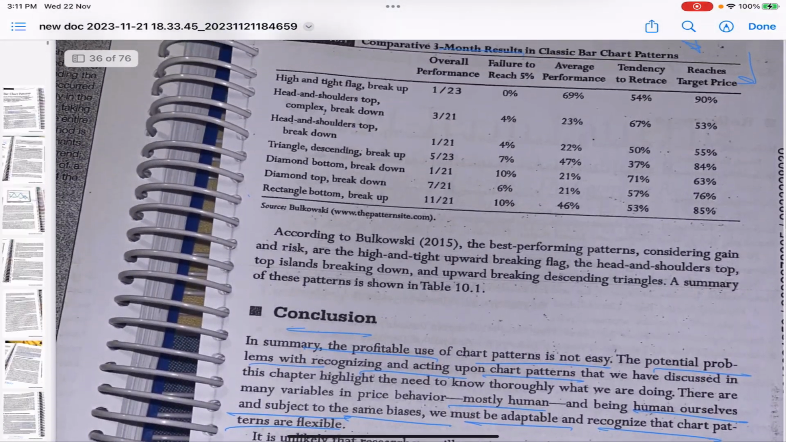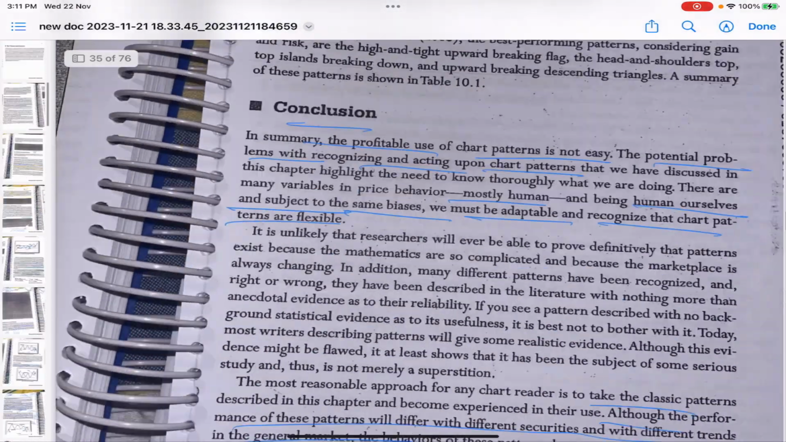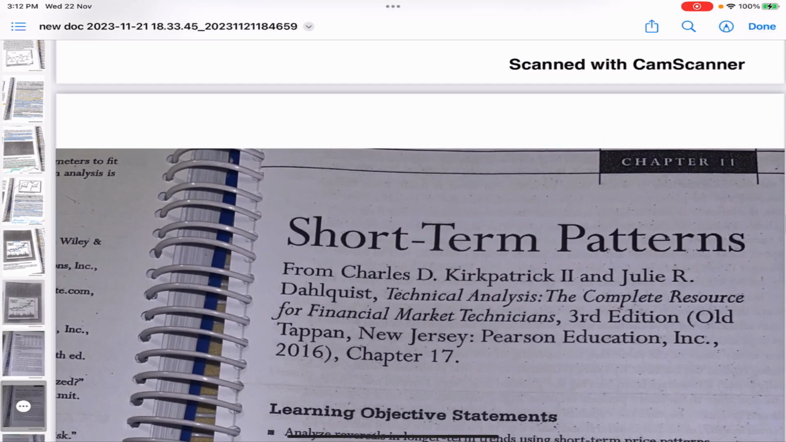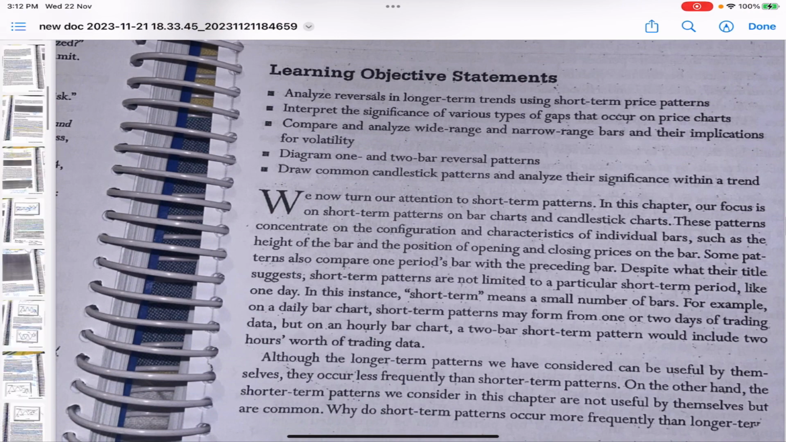So we are done with this chapter, and I had expected to do this chapter as well as the short term patterns chapter in this video, but I think this is already a very long video, so I'll just end it over here.